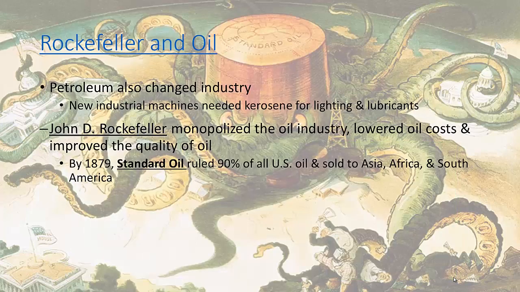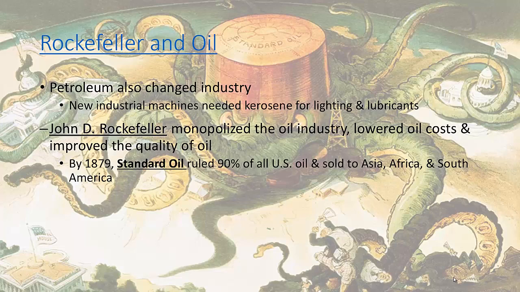With Carnegie, you also have John D. Rockefeller, who's going to monopolize the oil industry. Oil is becoming more and more important because new industrial machines need kerosene for lighting in the factories, as well as for home use, but also industrial lubricants to lubricate the steel and iron machines.